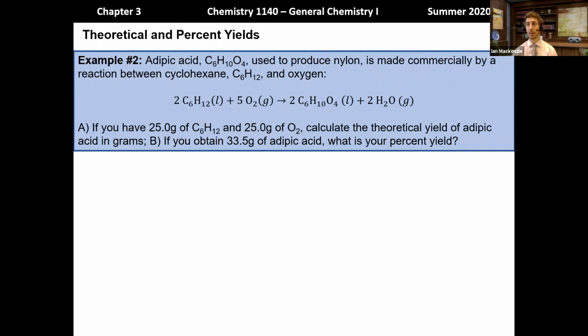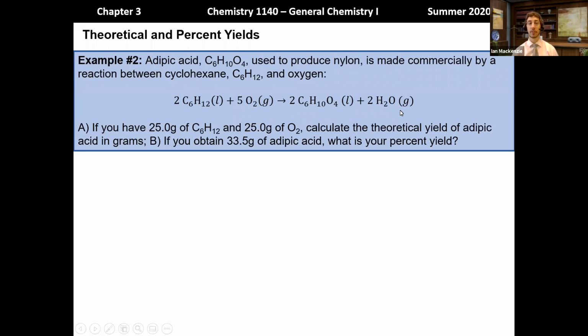Let's do a second example here and marry in this concept of percent yield and theoretical yields. So adipic acid is a material that's used to produce nylon, and it's made commercially by reacting cyclohexane, which has the formula of C6H12, with oxygen in the following reaction. So we have 2 moles of cyclohexane reacting with 5 moles of oxygen to produce 2 moles of adipic acid and 2 moles of water.